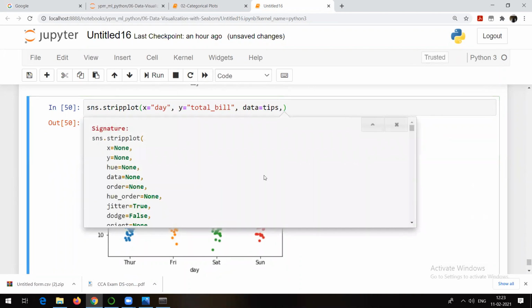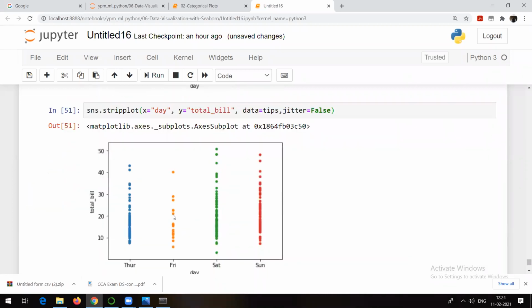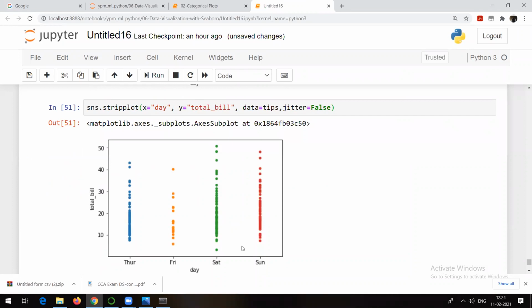In this case there is no overlapping actually. There is no overlapping of the markers. So there is a parameter called jitter. Jitter equal to, let me make it false and then run it. Now see, you are able to see the strip plot like this. So why are you able to see something like this? Because now the markers are overlapping each other. These markers are overlapping each other. So for Thursday, Friday, Saturday, Sunday, these are the total bills. But as they are overlapping each other, that's why you are able to see something like this.